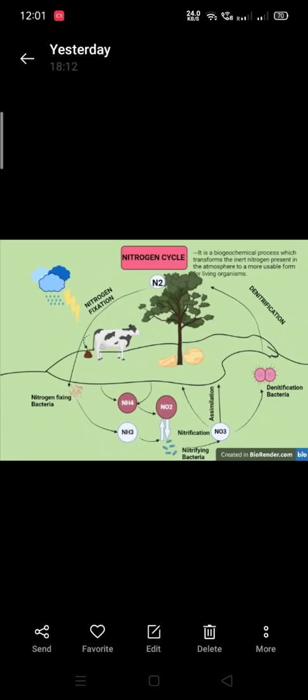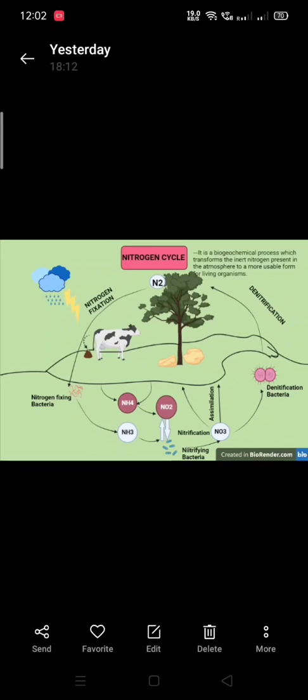In the fourth step, that is ammonification, when animals or plants die, the nitrogen that is present in the organic matter is released back into the soil, and the decomposers, namely bacteria or fungi present in the soil, convert the organic matter into ammonium. And this process of decomposition produces ammonia, which is further used for other biological processes.